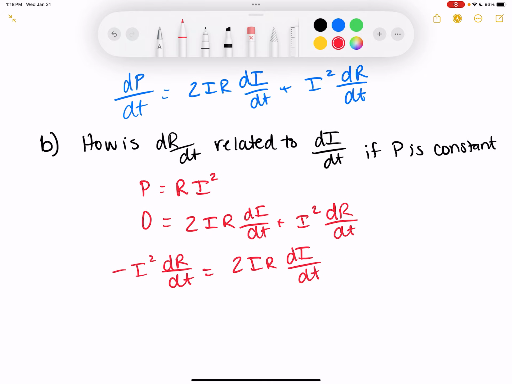Then we divide by i squared, or negative i squared, so dr/dt is equal to negative 2, the i is going to cancel on the top, so it'll be gone, and then on the bottom I'll just be left with the i, so 2r over i di/dt, and don't forget the negative out front. Because it wants dr/dt related to the other one, that's what comes first, so that's what we solve for by itself, basically.